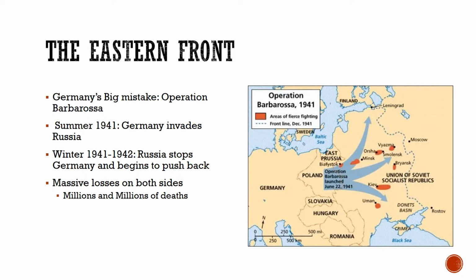But by the winter of 1941, things are starting to turn around. Russia is able to stop Germany and then is able to start pushing Germany back. And this fighting is brutal. It's the worst and most deadly fighting of the war. You see massive losses on both sides. Millions and millions and millions of people die fighting on this front.